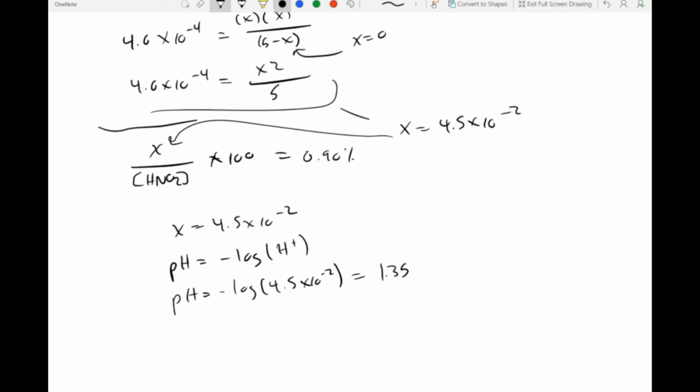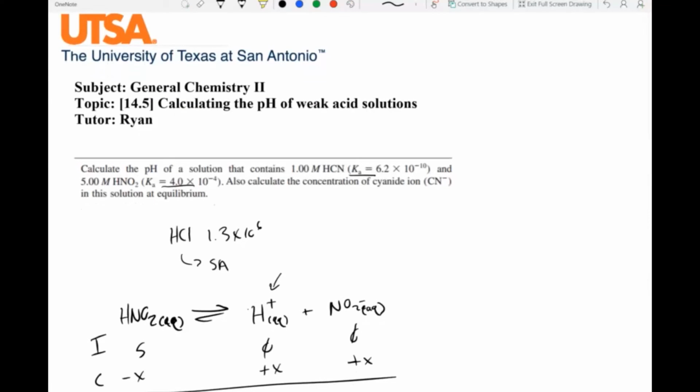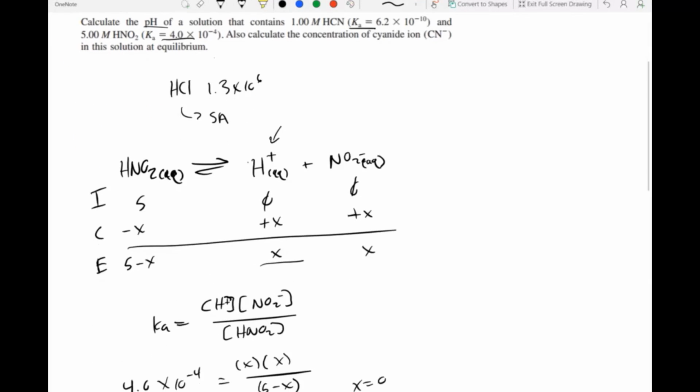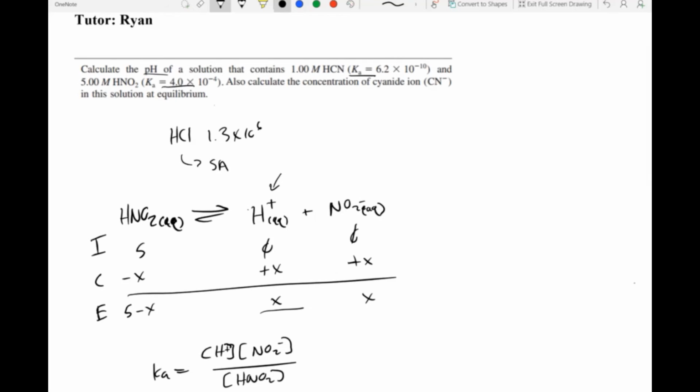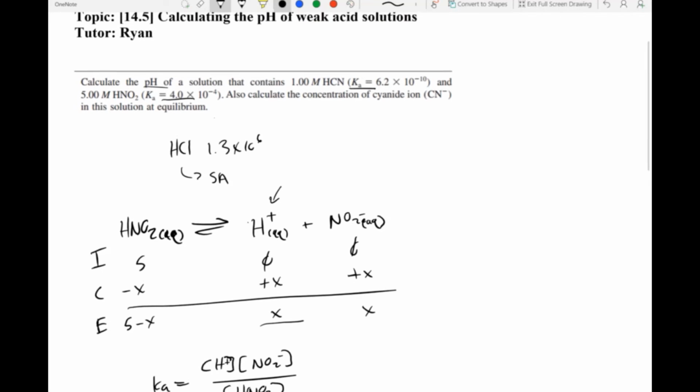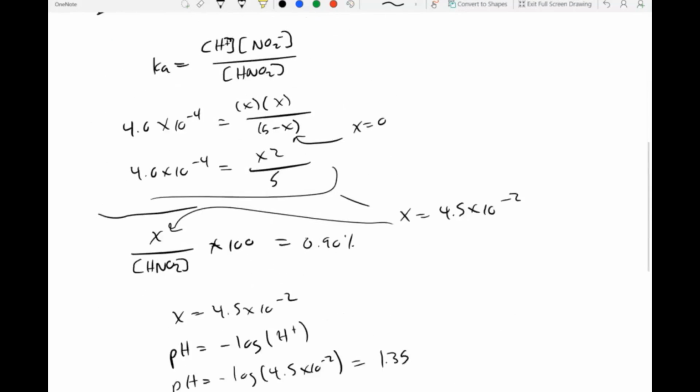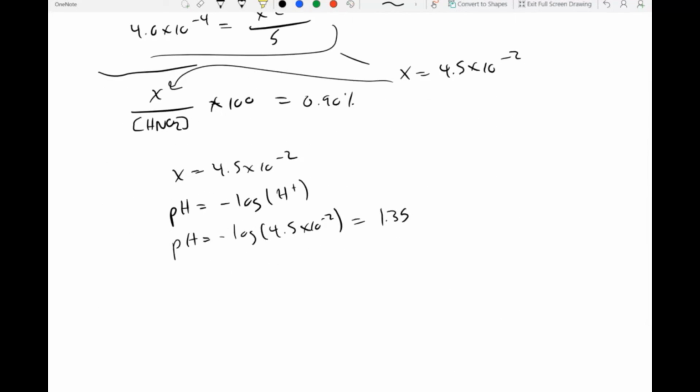So then this pH should be 1.35. Okay, so when you go back up to the problem statement, we calculated the pH right here. Again, we didn't use the other acid because since that acid had such a small K value, we could basically ignore it and just use our stronger acid to calculate the pH of the solution. So this would be the pH of the solution.